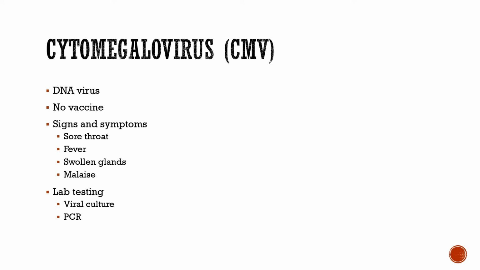Human CMV is classified as a member of the herpes family of viruses, so it is a herpes virus. All the herpes viruses are relatively large enveloped DNA viruses. There is no vaccine for CMV, and the signs and symptoms of CMV would be things like sore throat, fever, swollen glands, and malaise. Laboratory testing for CMV would be things such as viral culture and PCR.